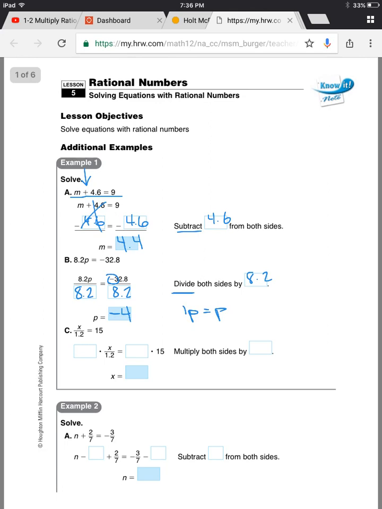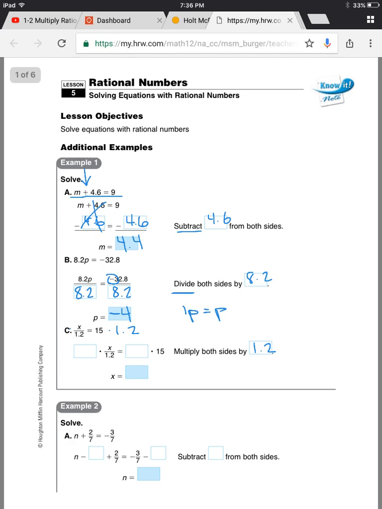And on C, we have x divided by 1.2, a fraction is another form of division, equals 15. The opposite of dividing a variable by a number is to multiply the variable by the number. So we're going to multiply by the denominator, so 1.2. And when we do that, we're going to multiply the right and the left by 1.2.